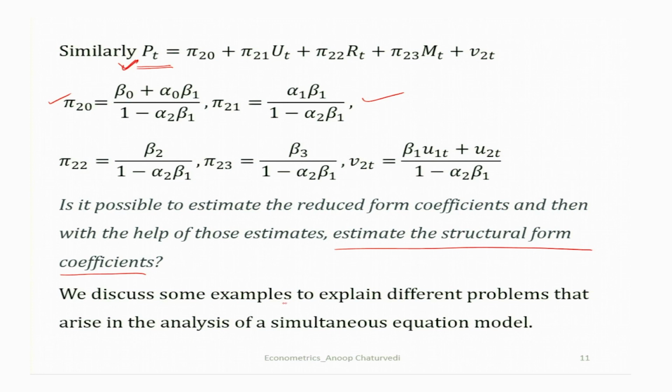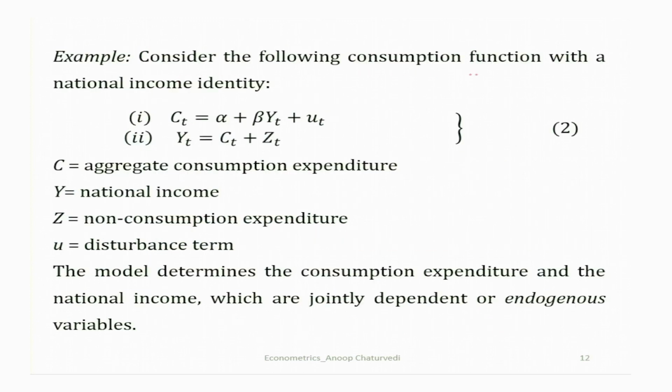Now, we discuss some examples to explain different problems that arise in the analysis of a simultaneous equation model. First we consider the following consumption function with a national income identity. So, you have this consumption function C t equal to alpha plus beta y t plus u t, and then y t is equal to C t plus Z t. Here C is the aggregate consumption expenditure, Y is the national income, Z is non-consumption expenditure, and U is the disturbance term.